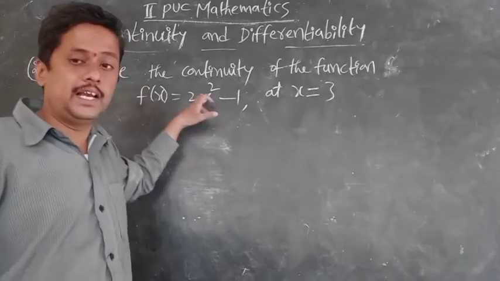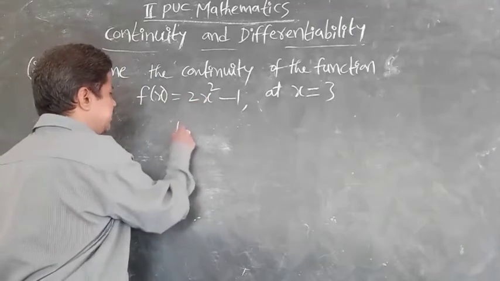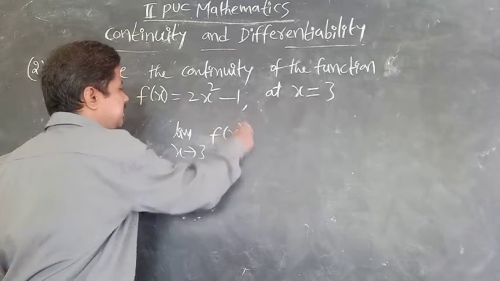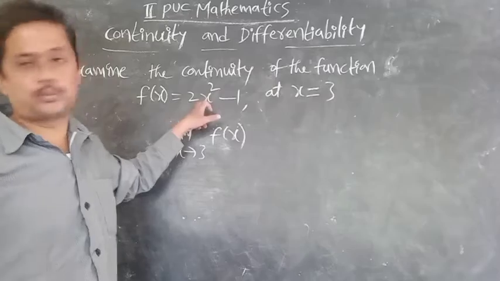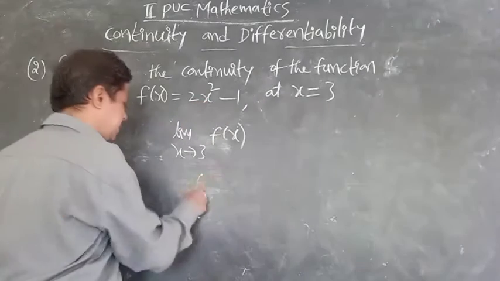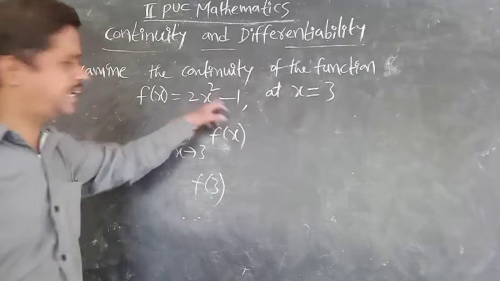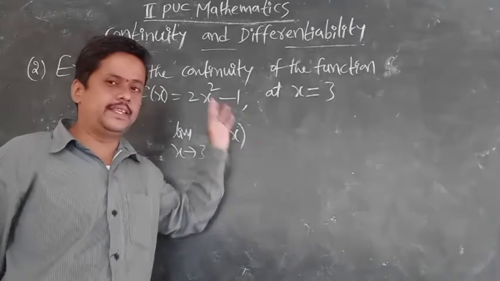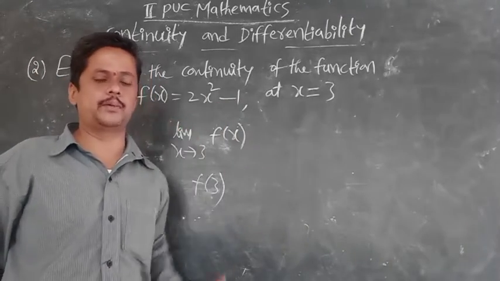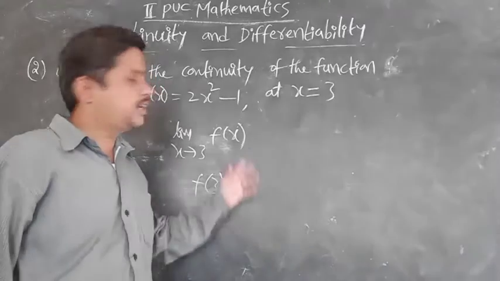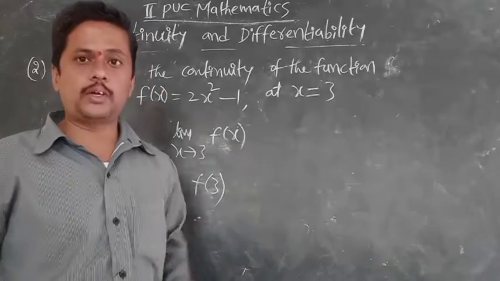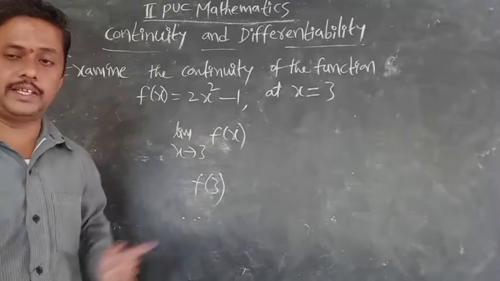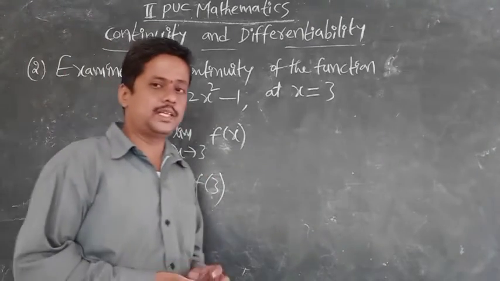Here, the limit as x tends to 3 of f of x: substitute 3 into f of x. Next, f of 3 can be found the same way. Both are the same, so this is also continuous at 3. After that, my dear students, you have to do this one as homework. Very easy problems. If you learn these, then the next, more difficult concepts will also be very easy.